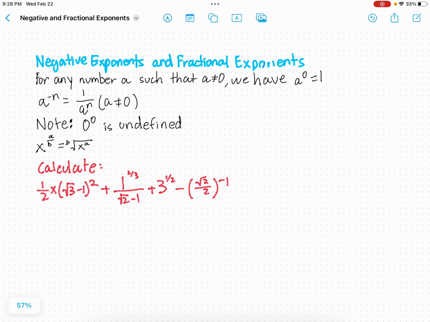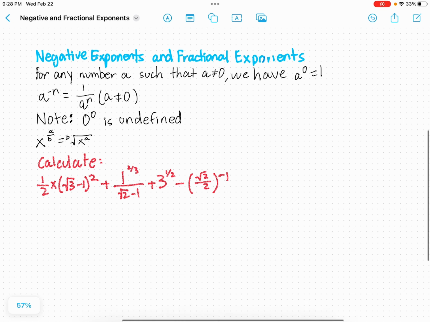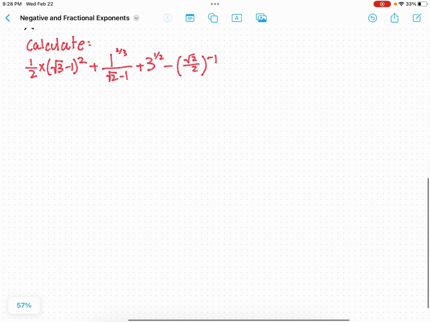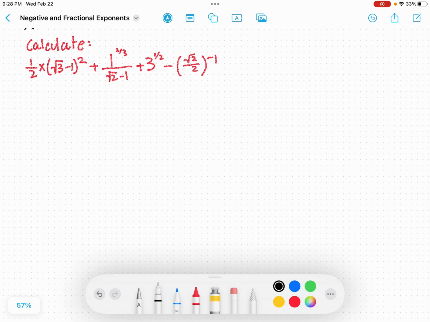So, how do you do this problem? Well, we can first simplify the parts that we know. So, 1/2 times (square root 3 minus 1) squared. This will equal 1/2 times, by the perfect square formula, we know that (square root 3 minus 1) squared equals 3 minus 2 square root 3 plus 1.